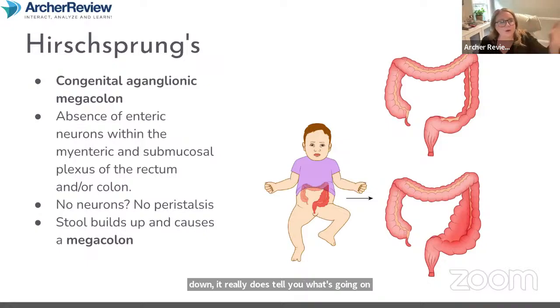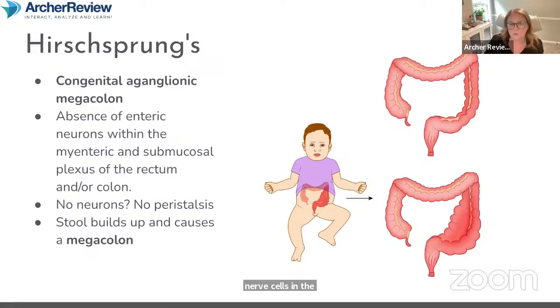It's congenital, they're born with it. Aganglionic, ganglions are our nerve cells, so without nerve cells. And megacolon, a really big colon. We all know the colon is that ending part of the small intestine, or the large intestine, excuse me. So what's happening here is the baby is born without nerve cells in the ending portion of their colon.